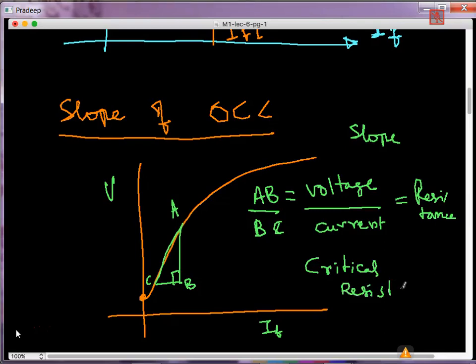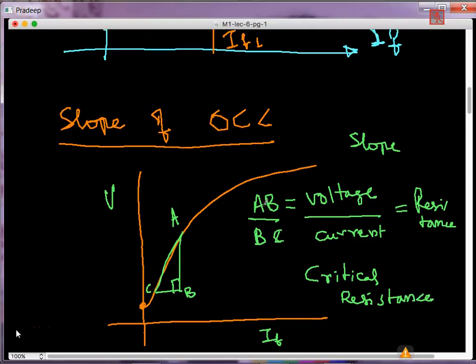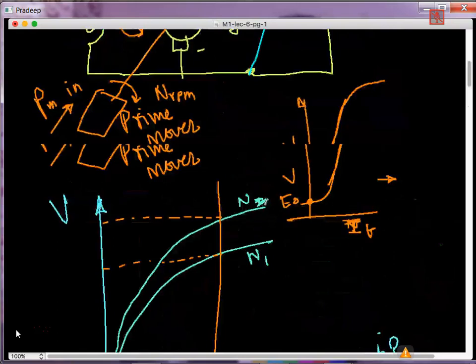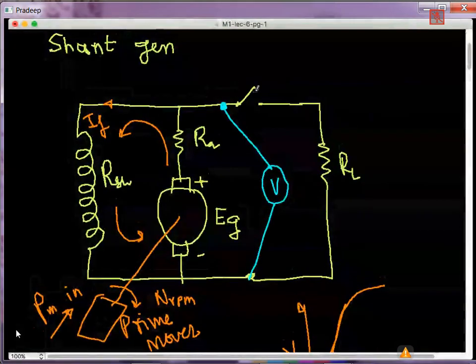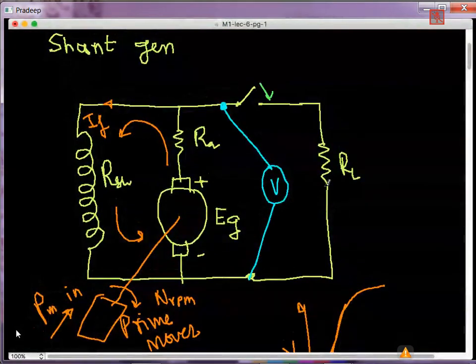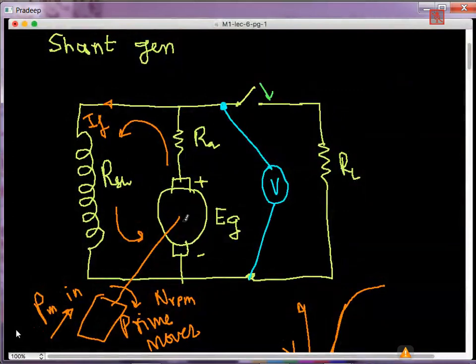So what is the significance of this critical resistance? Let's say here, initially the switch is open, but what if I close the switch and connect a resistance which is less than the critical resistance? Then what happens? It will keep on taking the current and it will not allow the voltage to build up. So your voltage will not rise. You are not able to supply the required voltage. So that is why we keep the switch open.